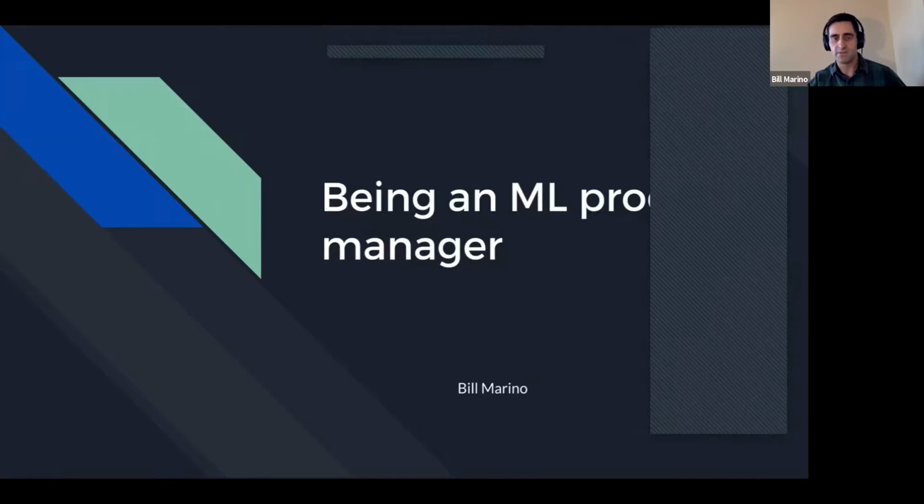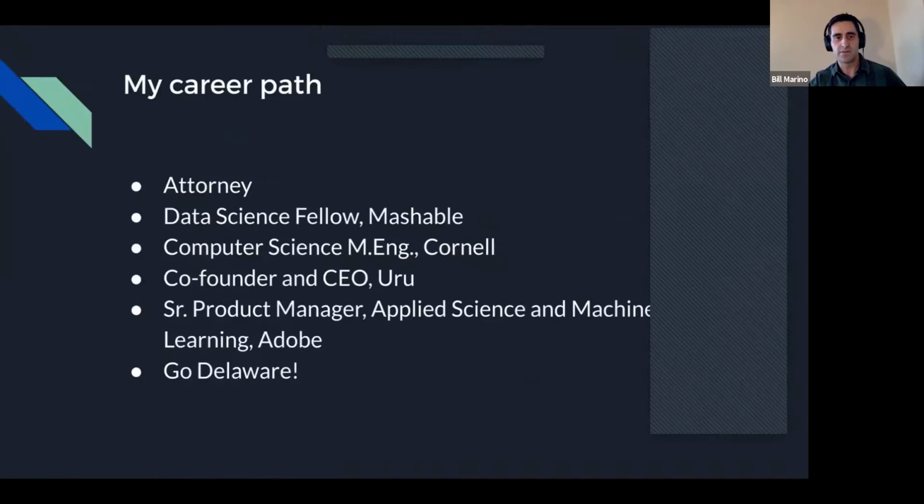Okay, thank you, Ransford. I'm going to give you a slightly different perspective. I am a machine learning product manager. My career path, I started as an attorney, actually. I gradually fell in love with computer science and decided I wanted to go back and study it. En route, I wound up at Mashable, where I was their data science fellow. This was my first exposure to machine learning, specifically natural language processing. I wound up at Cornell, where I earned my computer science Master of Engineering.